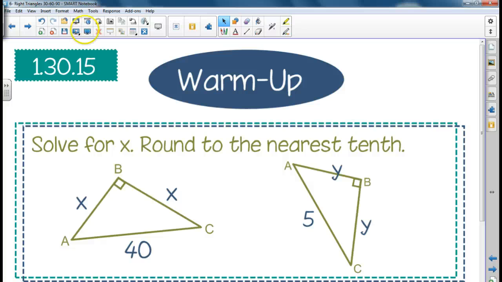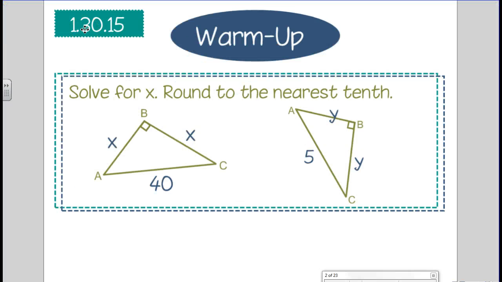Alright, so yesterday we learned about a special type of triangles. What type of triangles were those, Trent? Right triangles? Yes, they were right triangles, but they were even more special than just being right. What were their angles, Trent? 45, 45, 90. Yeah, perfect. 45, 45, 90 triangles. They were right and they were isosceles at the same time.